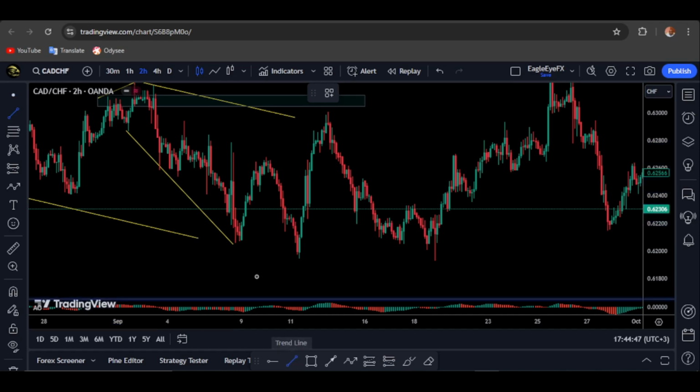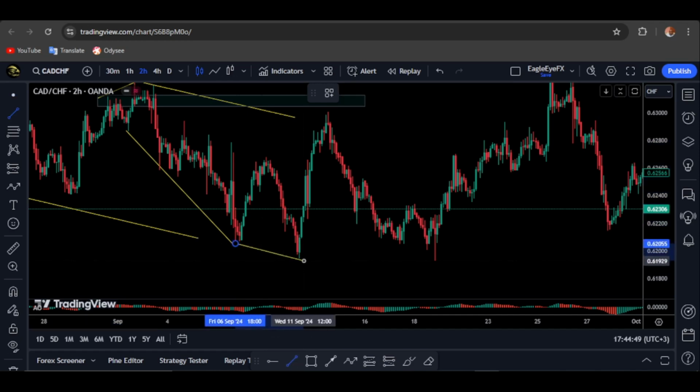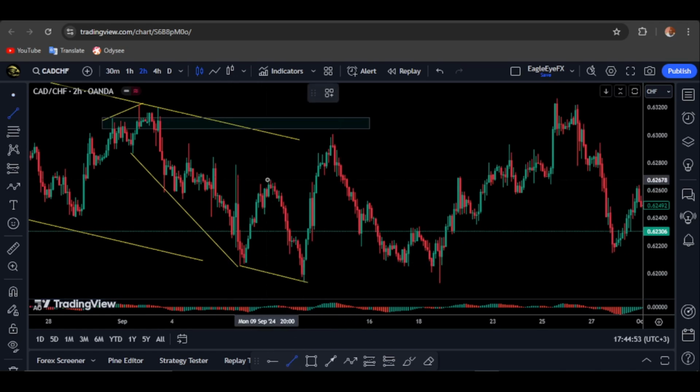So we have our lower lows there. All right, so the market broke that level, and then we have our higher high. So what will you be doing?